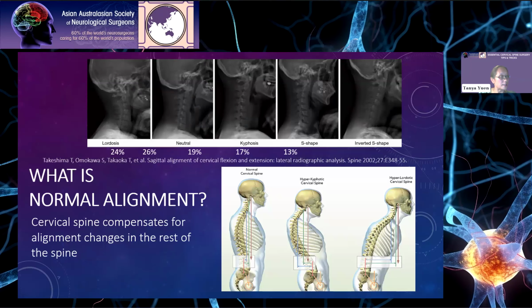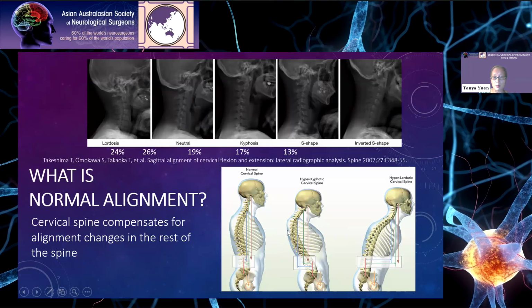There are 5 distinct profiles of the cervical spine, mainly because it's so flexible, most of which are lordosis and the neutral position, but there's also kyphosis, S-shape, and inverted S-shape. And here you can see the influence that the spinal pelvic alignment has on the cervical spine and vice versa.